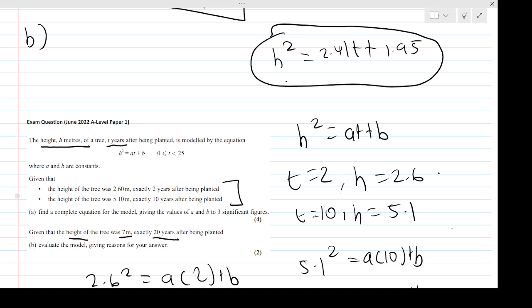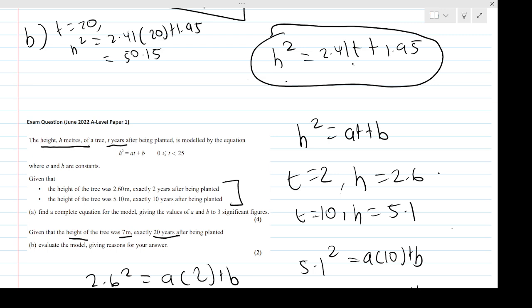So let's substitute. We could either substitute 7 in to solve for t, but I think it's a lot easier just to substitute t equals 20 in, right? And then I can get h quite quickly. So I'm going to substitute t equals 20 in because that's telling us here to consider the height at 20 years. So when t is 20, h squared is going to be 2.41 times 20 plus 1.95. That will go to 50.15.